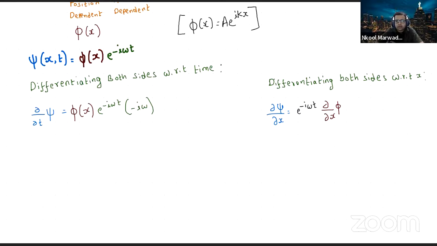Now I have to do one more differentiation, a double differentiation here. If I differentiate it one more time, this time term is constant, nothing will happen, it will be as it is. But this term will get differentiated one more time.